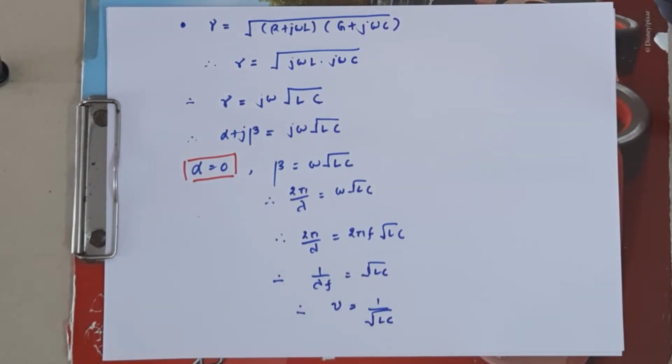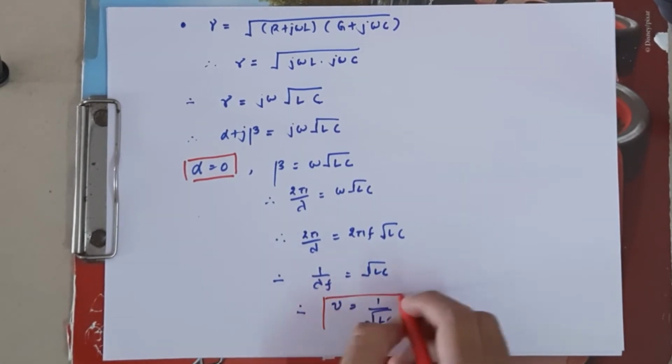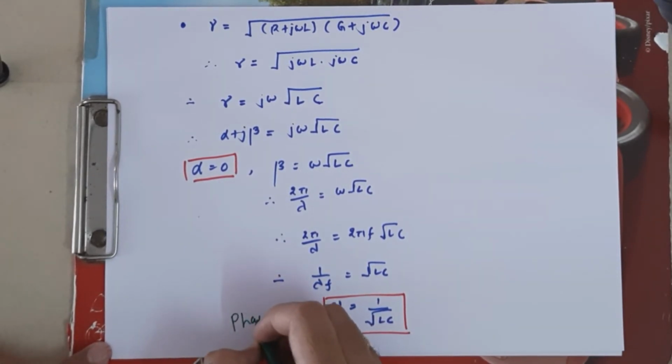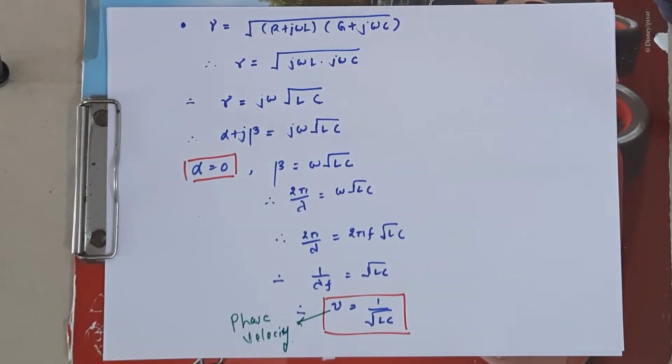Okay, so this is the velocity of wave throughout the transmission line. Okay, so this velocity is known as phase velocity. It's not a simple velocity, but it is known as the phase velocity of electromagnetic wave throughout the transmission line. Okay, we will discuss what is the difference between phase velocity and group velocity. Then what is the value of phase velocity with respect to the velocity of light. We will discuss all those things.